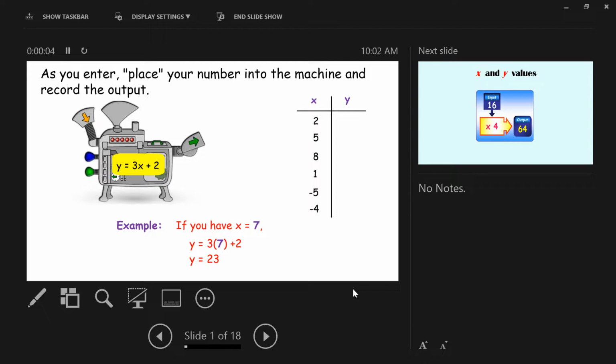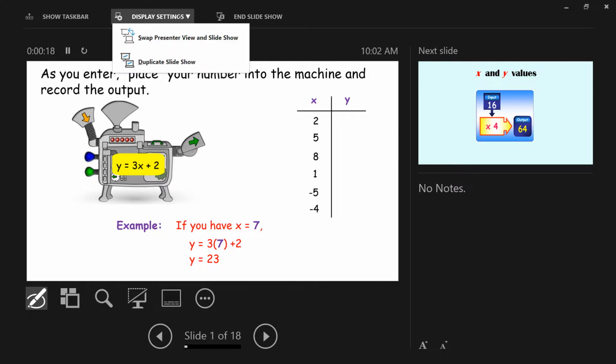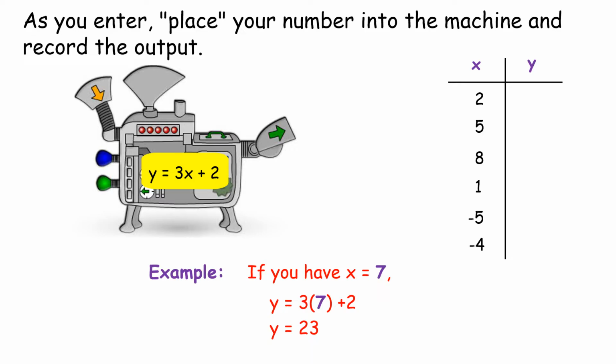Alright, today you're working on domain and range. As you enter, place your number into the machine and record the output. Okay, so just like what you have been doing. So just as you have been doing, you are replacing the x value where x is to get your y. Okay, you can also do this in your calculator, right?